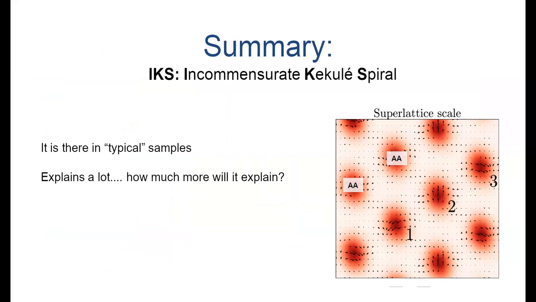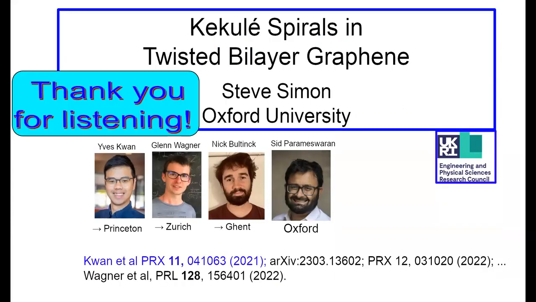To summarize, the incommensurate Kekule spiral is there in typical samples. Almost all the samples that they look at have these incommensurate Kekule spirals at various integer fillings. There are things that look similar to it at non-integer fillings, but maybe not exactly what we predict. It explains a lot. How much more it will explain remains to be seen. And I guess I'll stop there and answer any further questions.